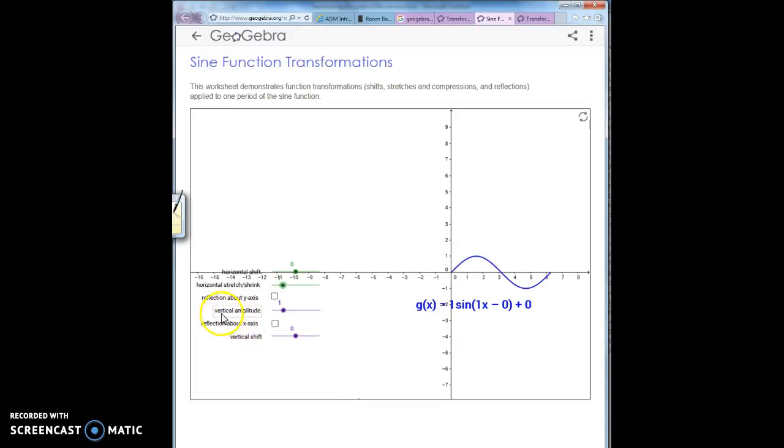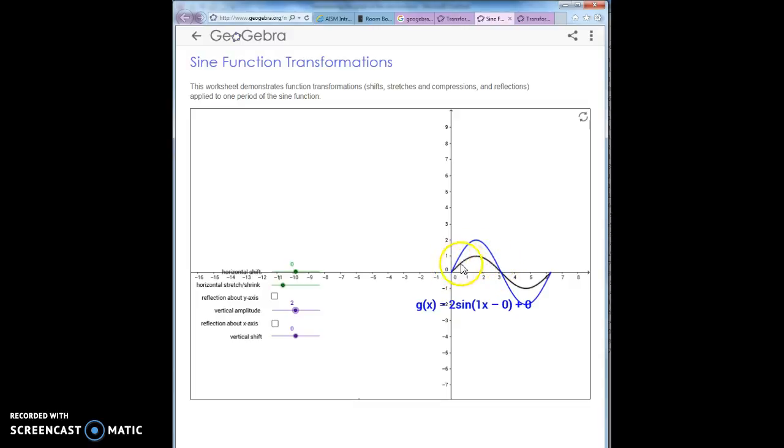The first one I want you to do is to change this slider here. Okay, so hold your mouse on it. Whoops, it's adjusting the wrong one. Hold on. So we're going to change the vertical amplitude first. Now, look at the function, look which bit is changing. Okay, it's this multiplication at the front here that is changing, and look at how it's affecting the graph of the function.